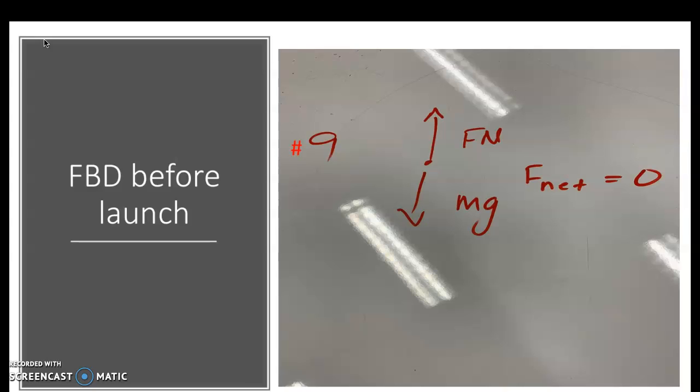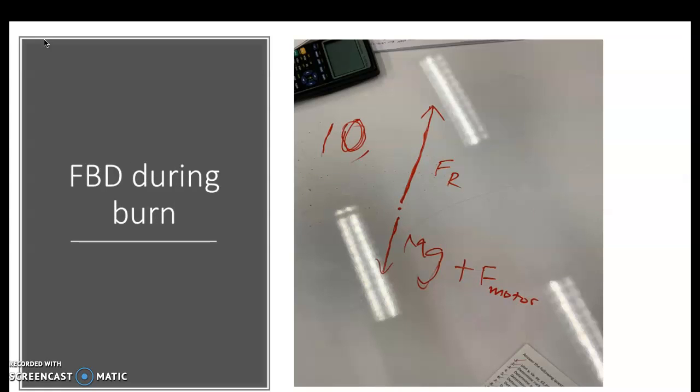Here's a picture of a drawing that we did for the free body diagram before launch. Before launch, there's a mg pointing down, which is mass times gravity, and then there's also a normal force in the upwards direction, giving it a net force of 0. Here is the free body diagram during the burn. There's mg plus force of motor pointing down, and then there's also the force of rocket pointing up, giving it an overall net force in the upwards direction.